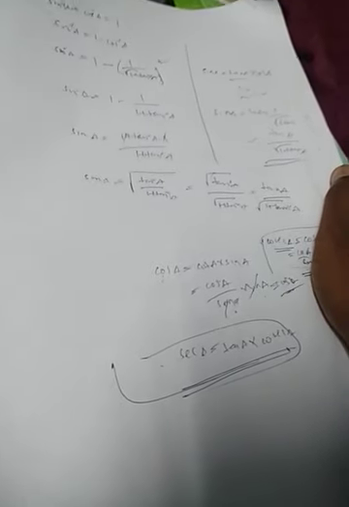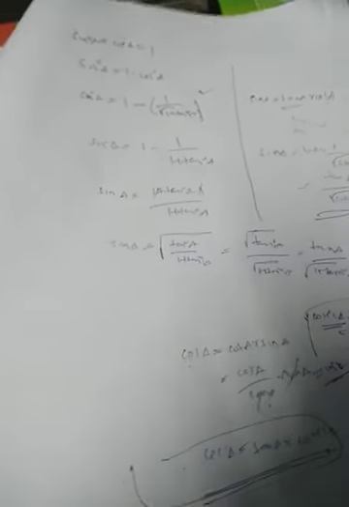So this is all about the identities. Once again I am recapping. Sin square theta plus cos square theta is equal to 1. Sec square theta minus tan square theta is equal to 1. Cosec square theta minus cot square theta is equal to 1. So now you can solve the exercise questions also.